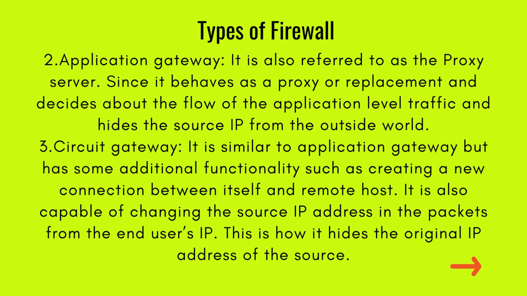Number 3. Circuit gateway. It is similar to application gateway, but has some additional functionality, such as creating a new connection between itself and the remote host. It is also capable of changing the source IP address in the packets from the end user's IP. This is how it hides the original IP address of the source.